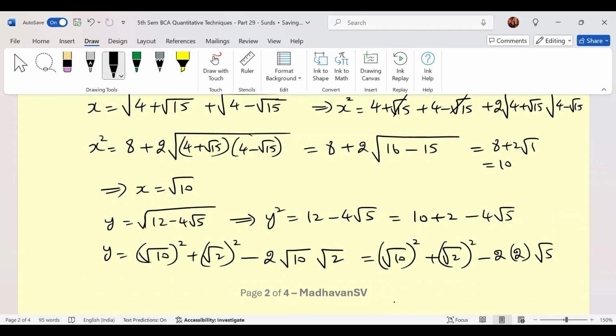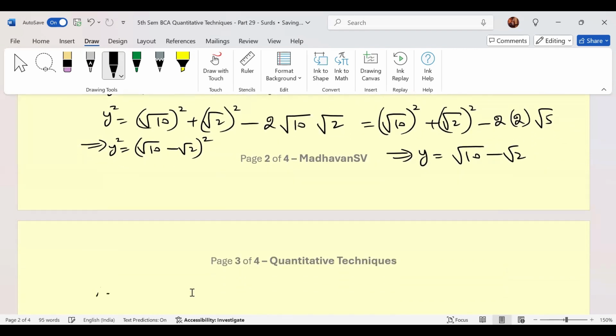So this y will become now root 10 minus root 2. Sorry, this is y square. Y square will become now root 10 minus root 2 the whole square, which means y will be root 10 minus root 2.